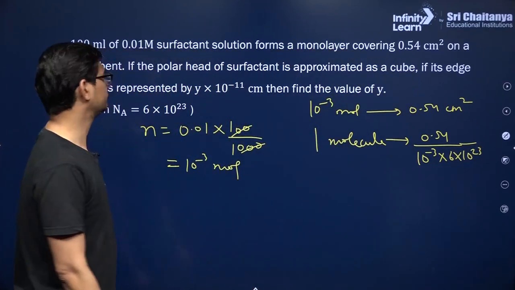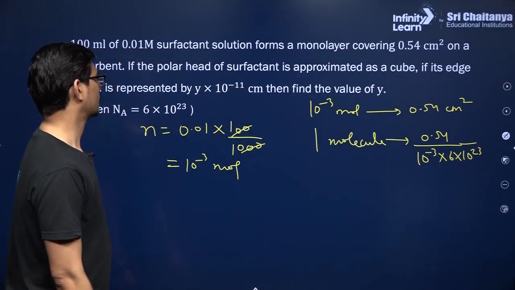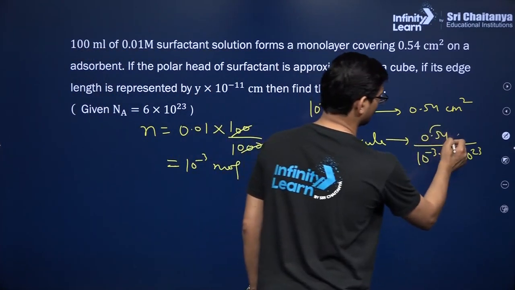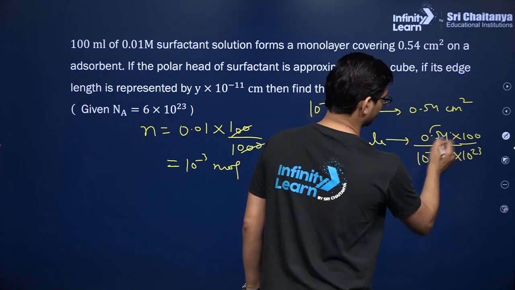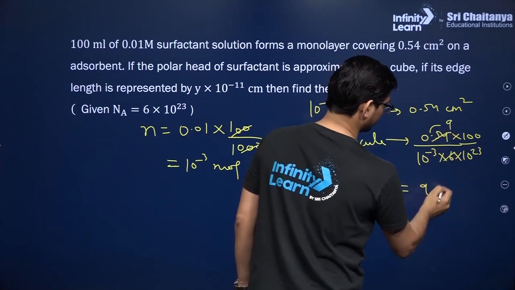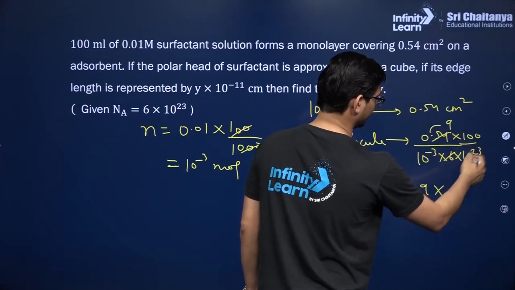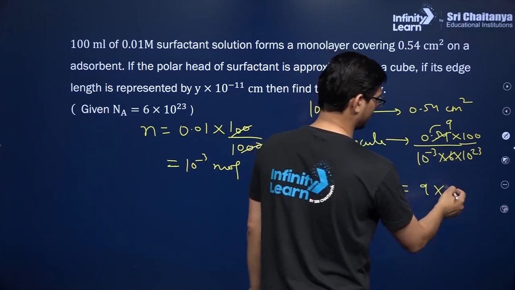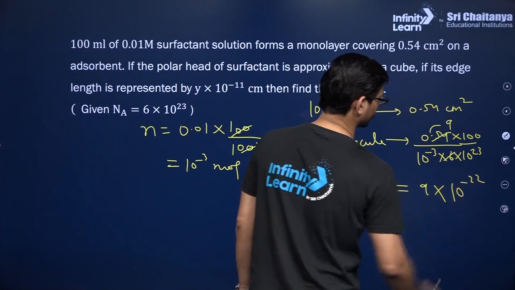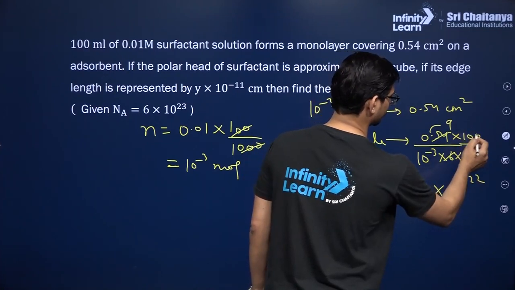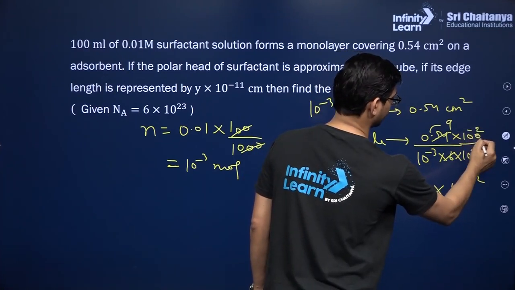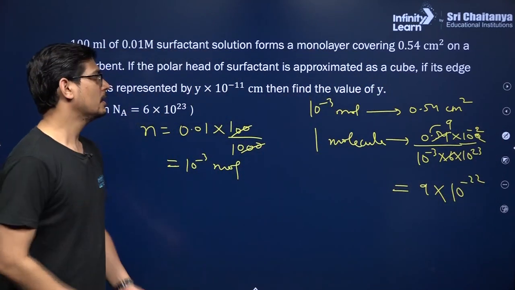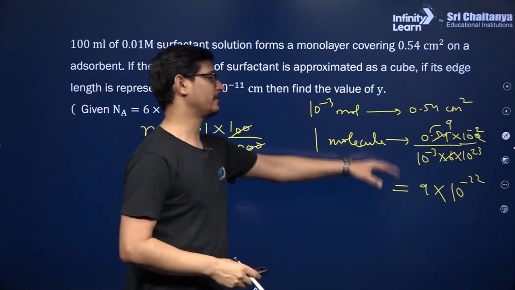Is that clear? All right. Now, how will it be? So 9 into, this is 20, right? Yeah, and that is 22. It will be 10 raised to the power minus 2, sorry. It will be 10 to the power minus 2, so it will be 9 into 10 raised to the power minus 22. So this is the surface area occupied by one molecule.